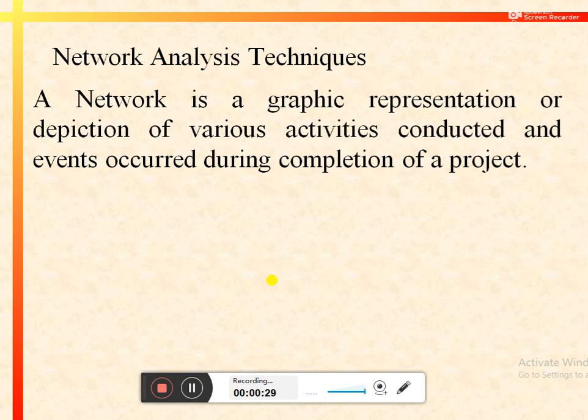As we know that a network is a graphic representation or depiction of various activities that are performed or conducted and different events that occurred during completion of a project. So basically a network is a graphical representation of different activities or events that happened during completion of a project.